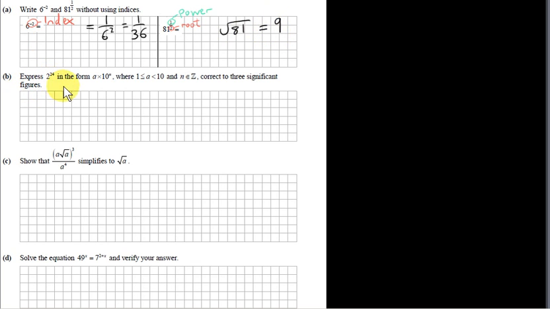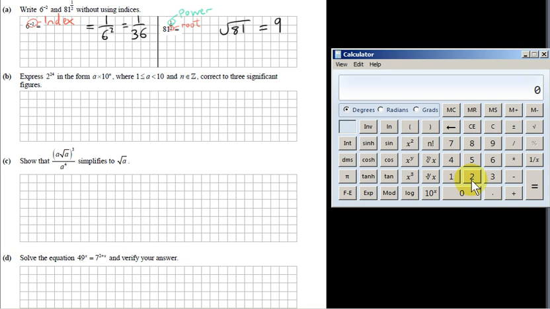Express 2 to the power of 24 in the form a times 10 to the power of n, where 1 is less than or equal to a less than 10, and n is an element of Z, correct to 3 significant figures. Now, Z stands for the set of integers. That is, positive and negative whole numbers, including 0.